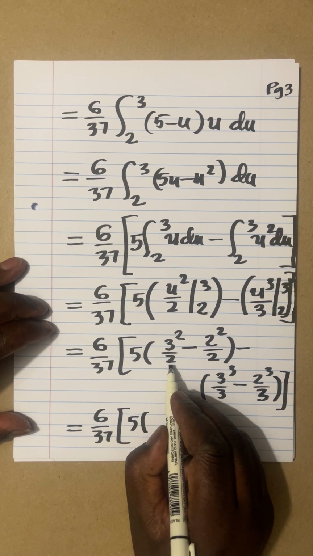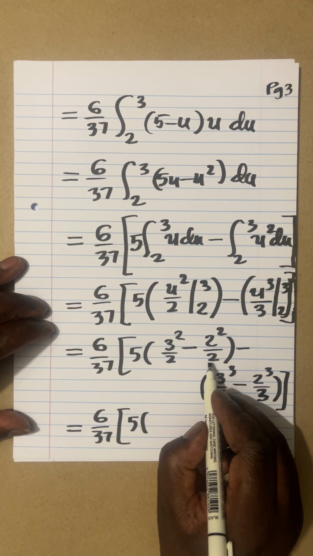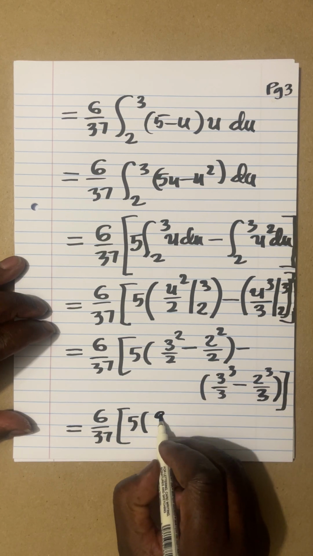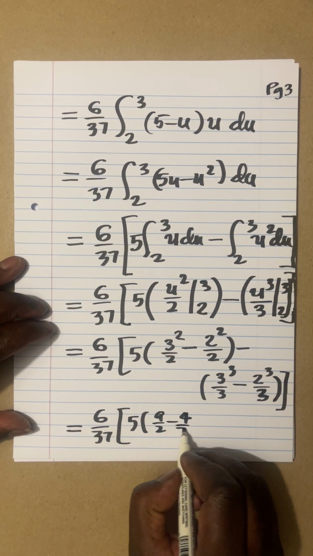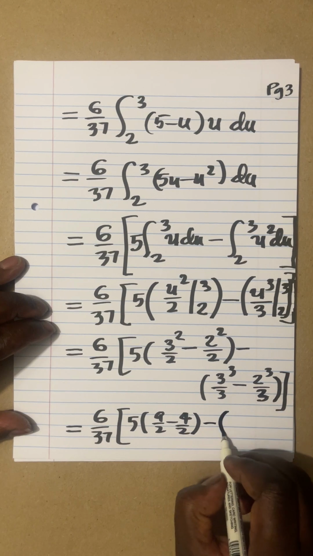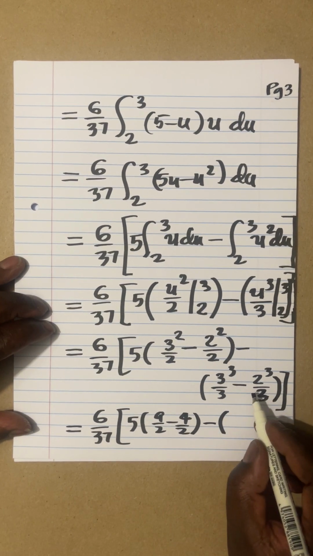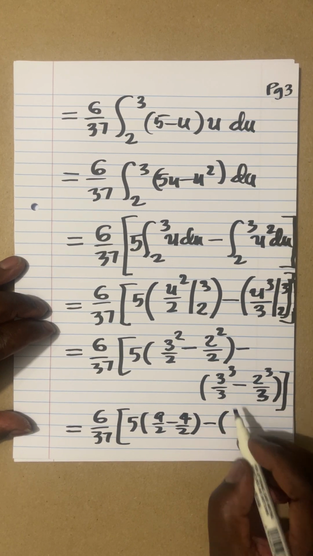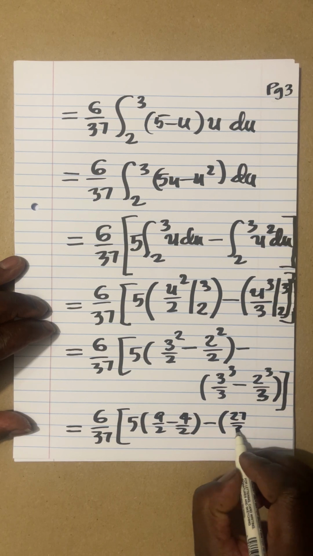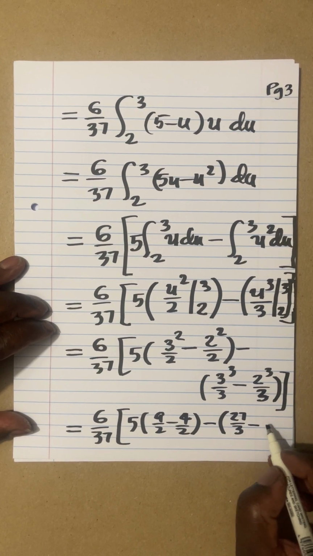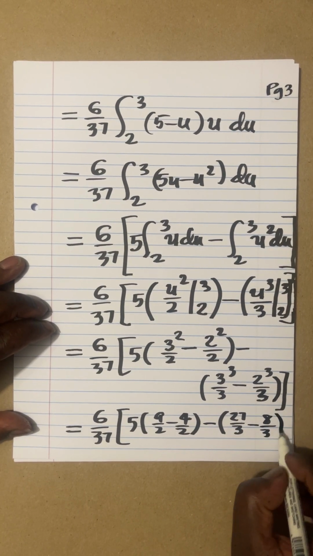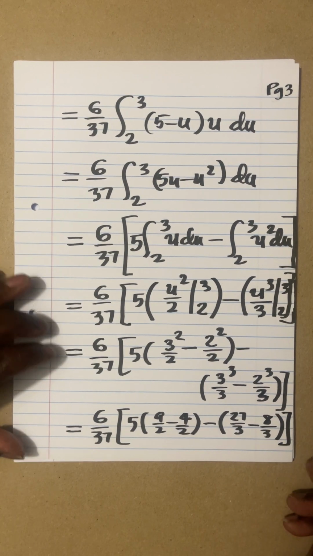That would be 9 over 2 minus 4 over 2. I'm not going to simplify that. So 9 over 2 minus 4 over 2, close brackets, minus, open brackets. This I'm also not going to simplify. This is 27 over 3 minus, and that is 8 over 3. I'm not going to simplify that because the denominator is the same.